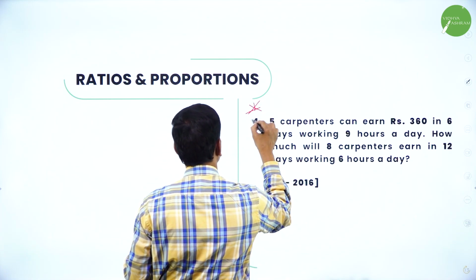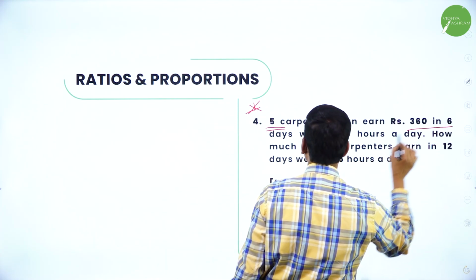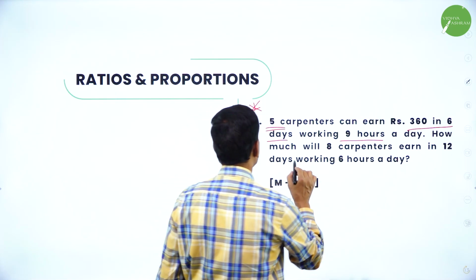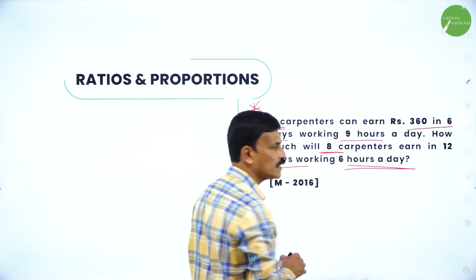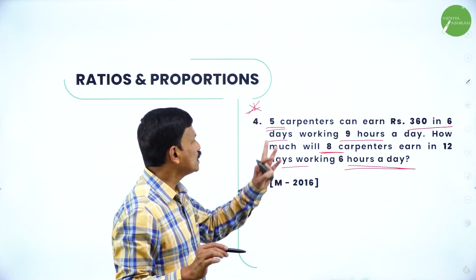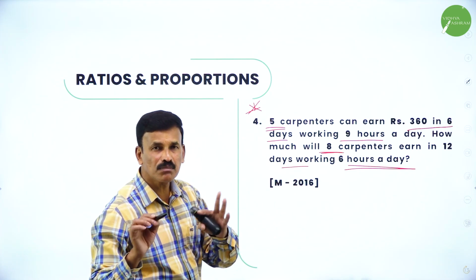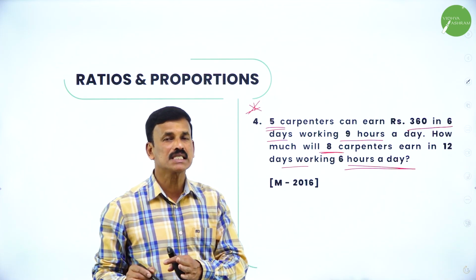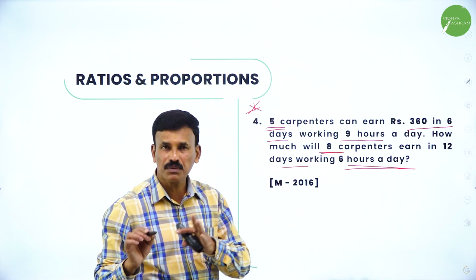This is also an important problem. 5 carpenters can earn rupees 360 in 6 days working 8 hours a day. How much will 8 carpenters earn in 12 days working 6 hours a day? Now very simple problem. First case, 5 persons can earn rupees 360 in 6 days by working 9 hours per day.